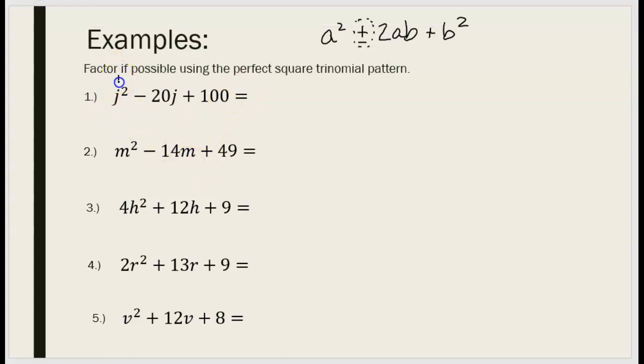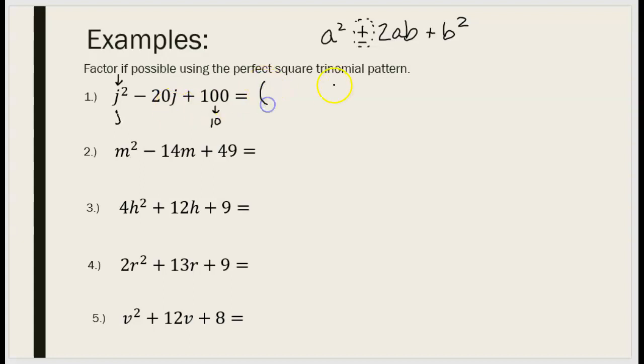So is this a perfect square? Yes, its square root is j. Is this one a perfect square? Yes, its square root is 10. What happens when I multiply these guys together? I get 10j. When I double that, I get 20j. So it's pretty much looking like I have a perfect square trinomial here.